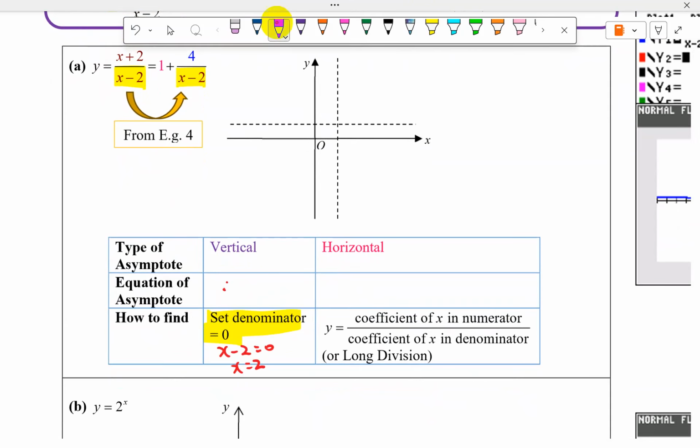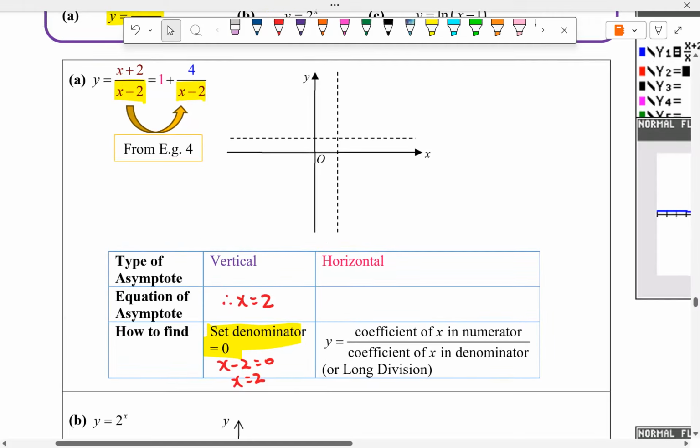So this will tell me that the equation of the vertical asymptote for this rational graph is x equals 2. Okay, so take a ruler and pencil in the exam, just draw a vertical dotted line and then label this x equals 2 to be the vertical asymptote.